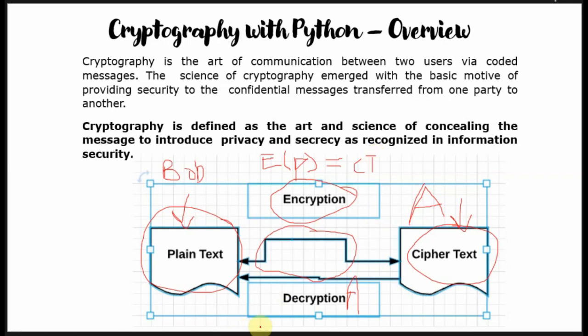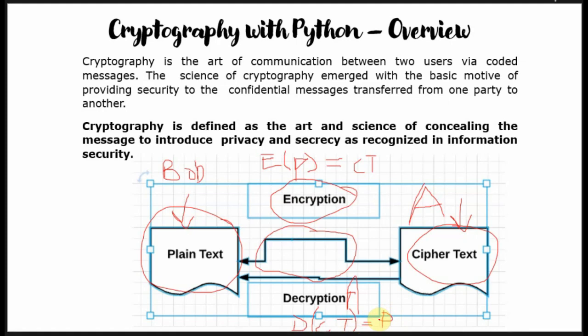Now, if you want to get the ciphertext back into the plain text, then you also have to have a function that takes it back. So the function now becomes D of what? D of CT, exactly. So D of CT will be equal to the plain text, which is P. So E of P gives us CT, and D of CT gives us P.